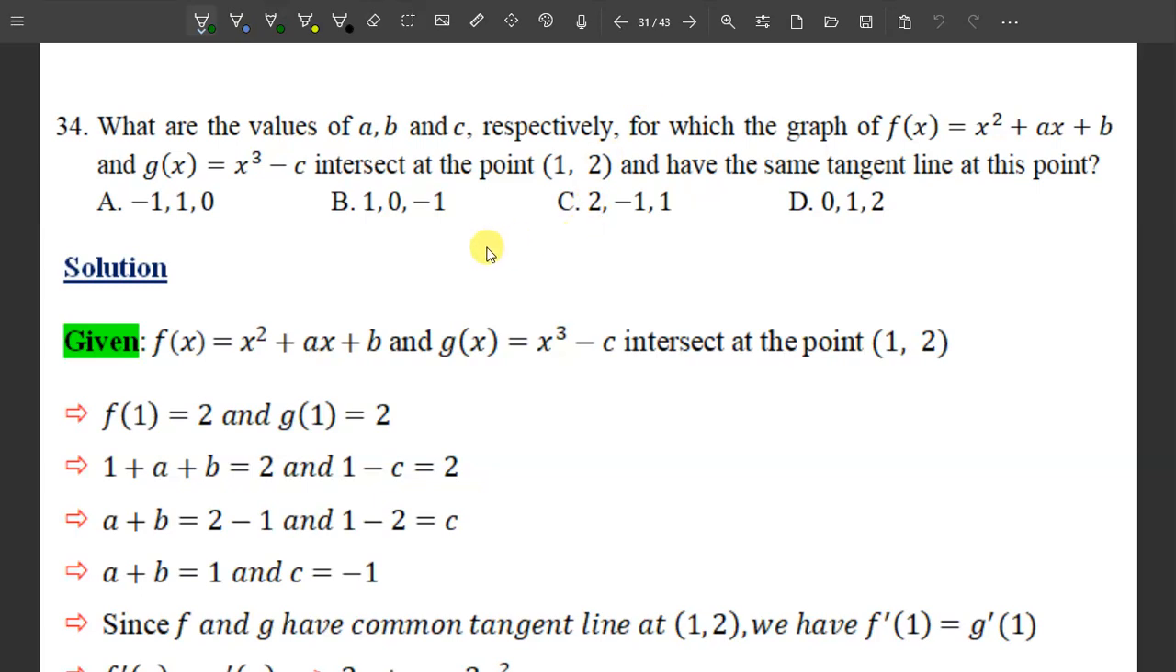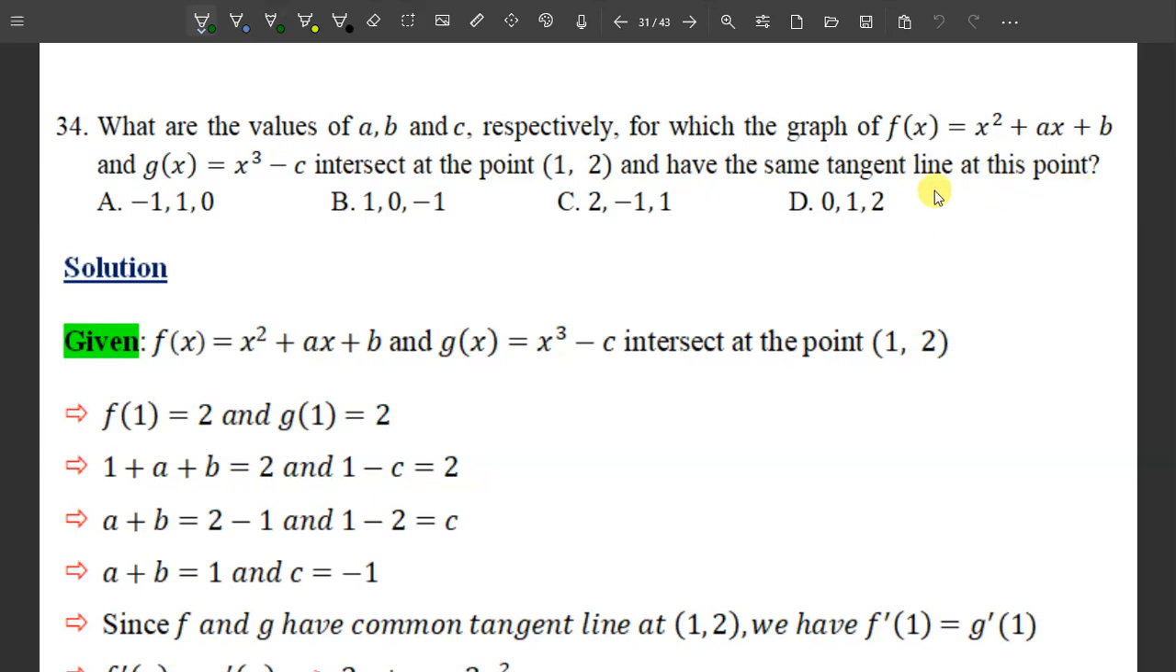Question number 34. It says, what are the values of a, b, and c respectively, for which the graph of f of x is equal to x squared plus ax plus b, and the graph of g of x is equal to x cubed minus c intersect at the point (1, 2) and have the same tangent line at this point.